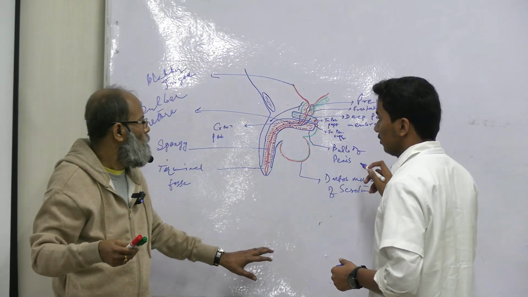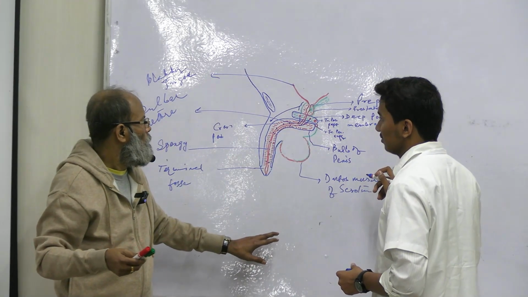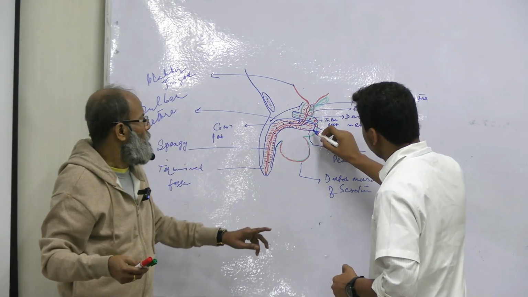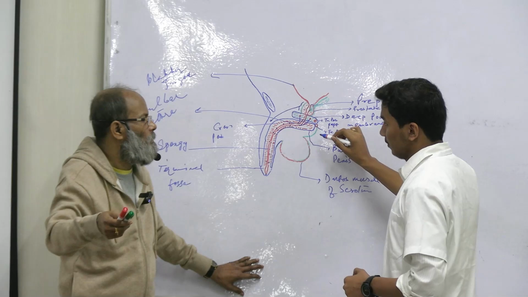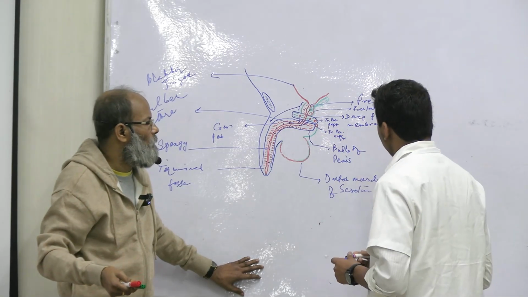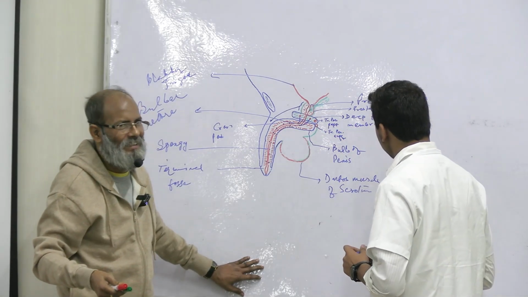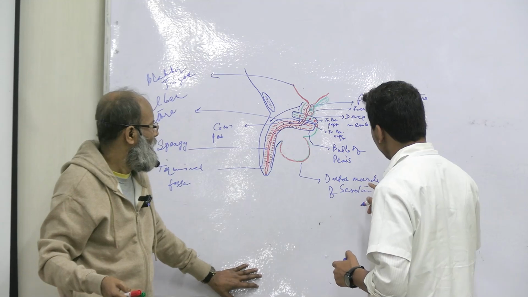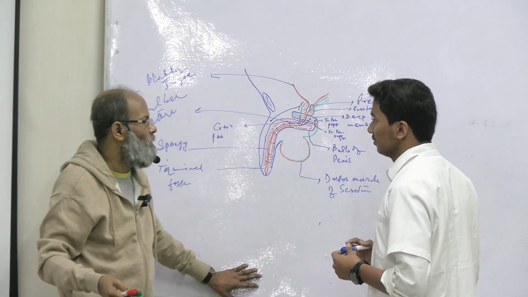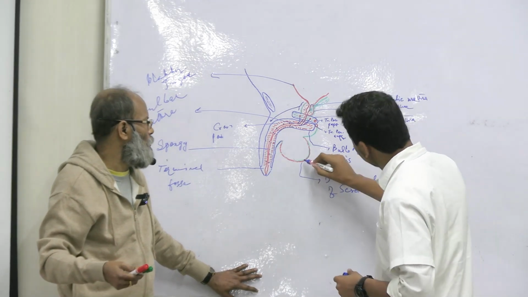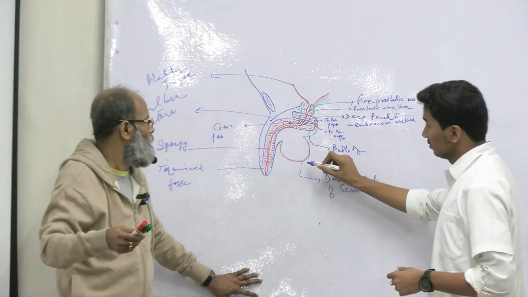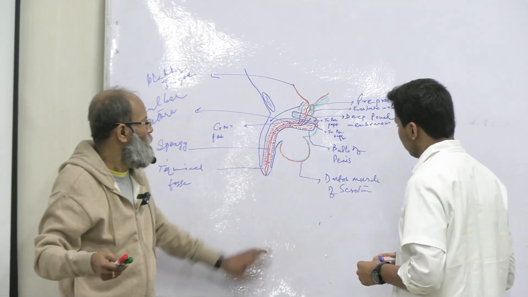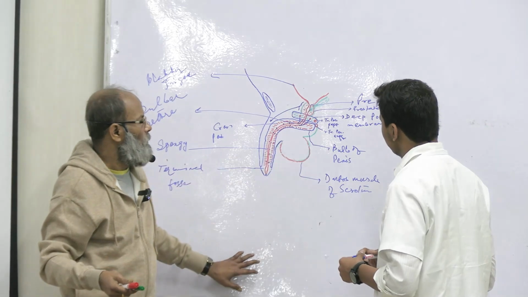So this one is the bulb of penis. Show them. So this one is the bulb of penis. So this one is the dartos muscle of scrotum. Which one is the dartos muscle of scrotum? Show them please. This one is the dartos muscle. This is the bulb of penis. Next.